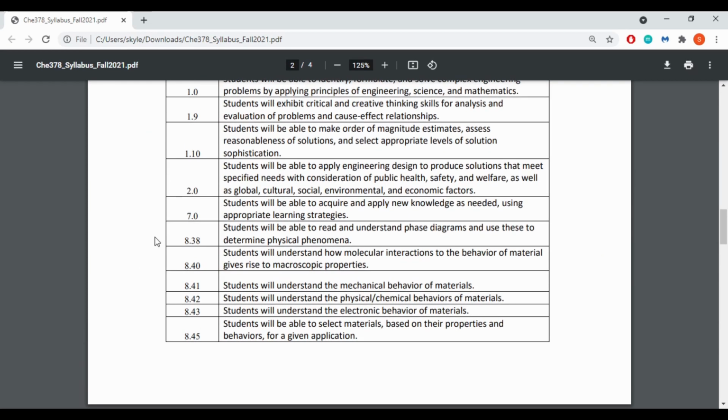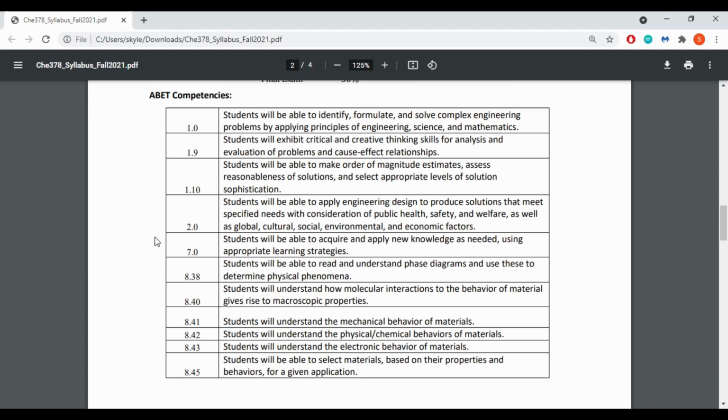Here you see there's a chart of competencies for ABET, that's the Accreditation Board of Engineering and Technology, I think. Again, this is kind of fluff you can skip over. This basically says, according to this organization, this is why this class is important.